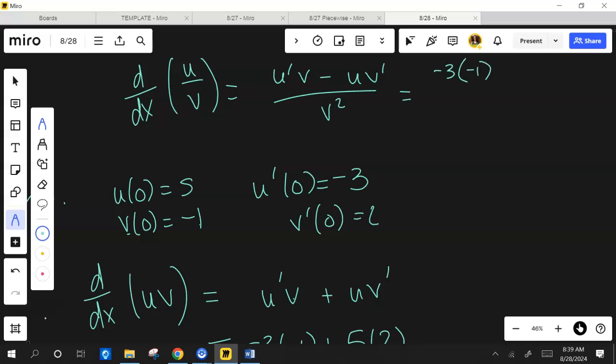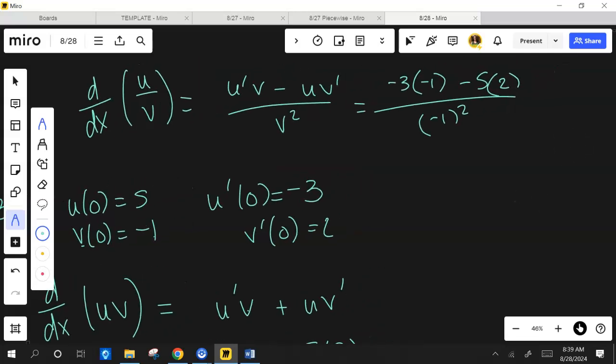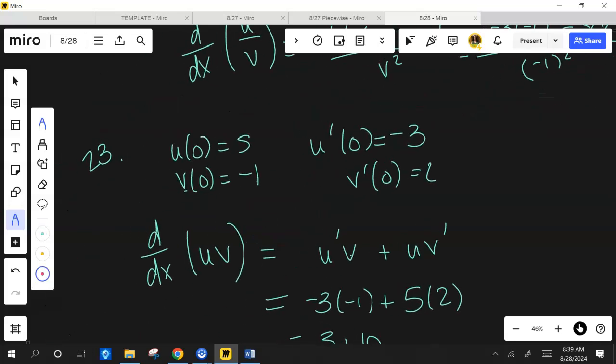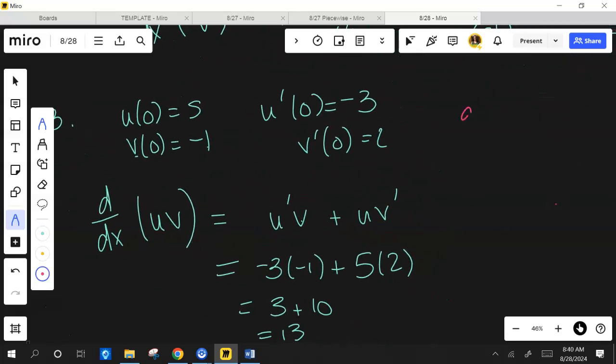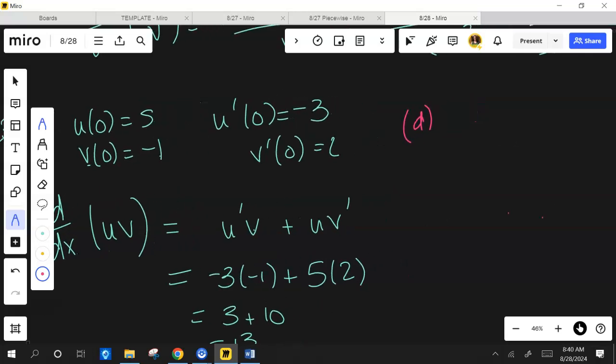-3 times -1. U is 5. V prime is 2 over V is -1 squared. There's your -1 squared, Dozier. 3 minus 10. Positive 3 minus 10. -7. Do y'all need me to keep going through these? Yeah. V. What you got? Oh, C also? Yes.